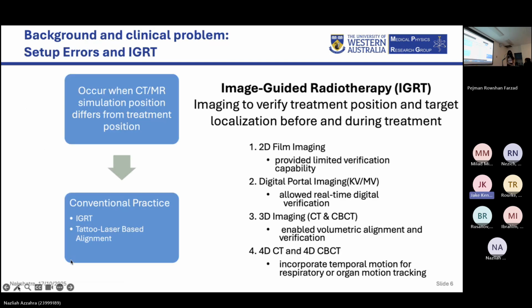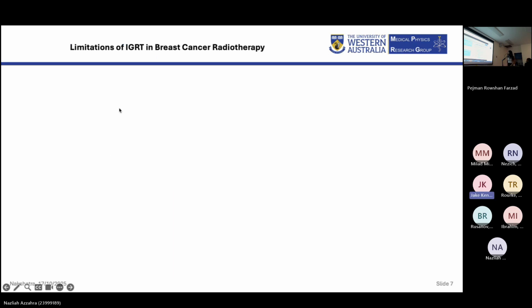IGRT uses X-rays or imaging to visualize the anatomy of the patient and to target the tumor cells, basically for localization. Over the past 3 decades, it has evolved from 2D to recently 4D CT, which incorporates time into it as well. In current practice, CBCT is the gold standard.